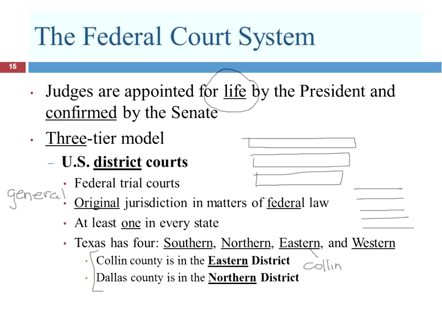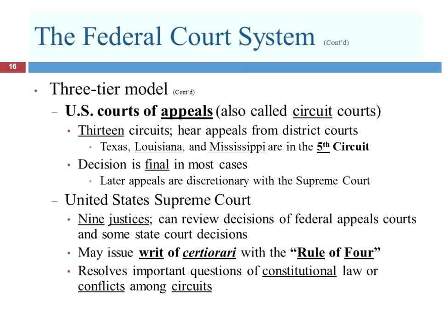You do need to know these facts. You will see them on a test. Collin County is in the Eastern District, Dallas County is in the Northern District. It doesn't make sense because Collin County is north of Dallas County, so you'd figure whatever is north of the Northern District would still be the Northern District, but no, it's actually the Eastern District. So the county lines, or where a particular county appears, isn't always quote-unquote logical.